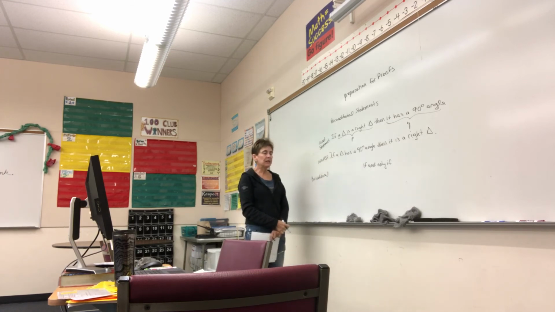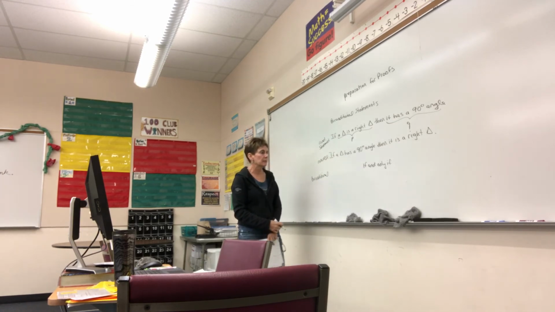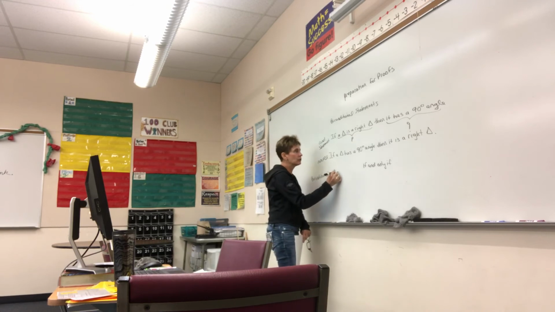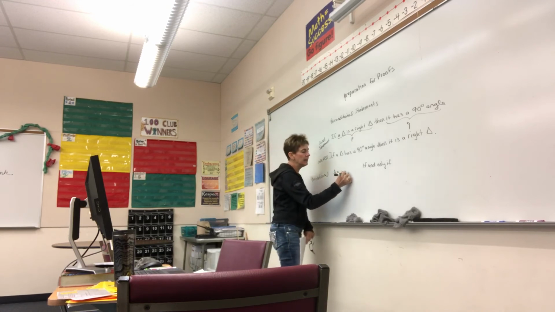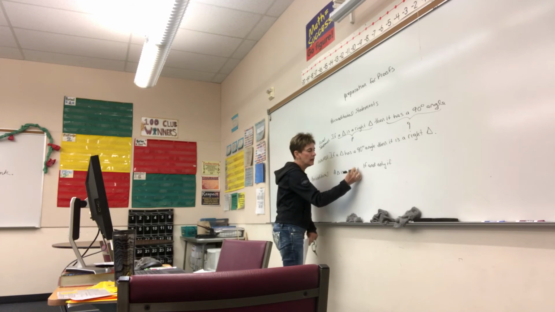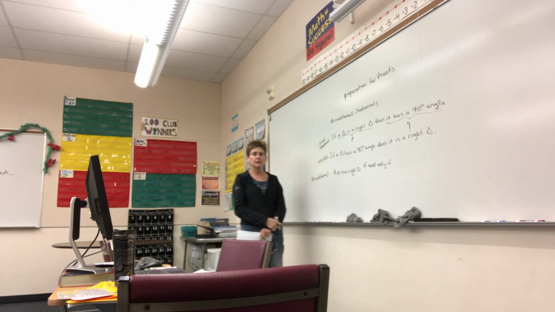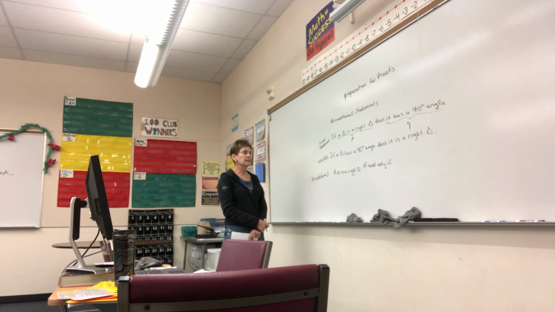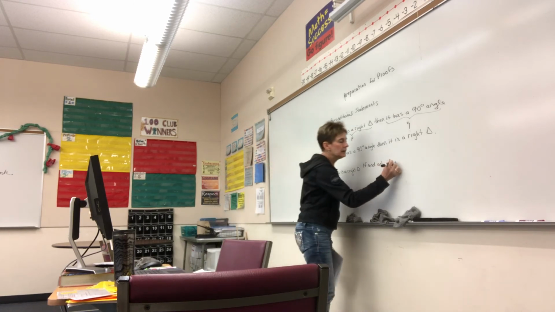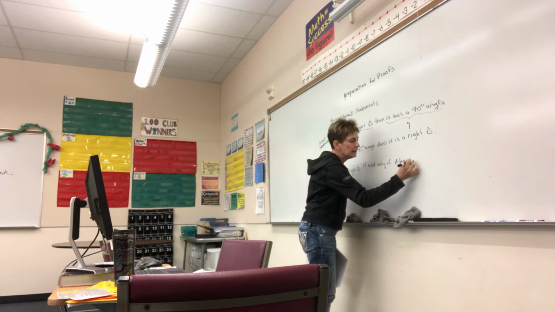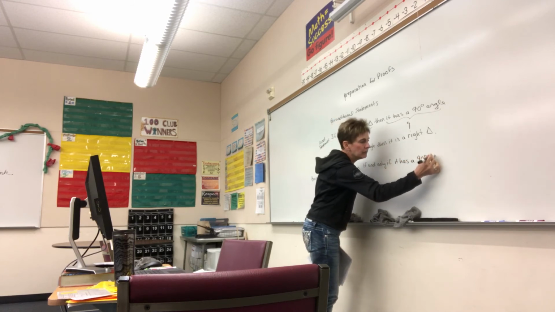Now, we put the P from our original conditional statement, so I would say a triangle is a right triangle. I would put that in front of the if and only if. So a triangle is a right triangle if and only if, then we list the Q. It has a 90-degree angle.